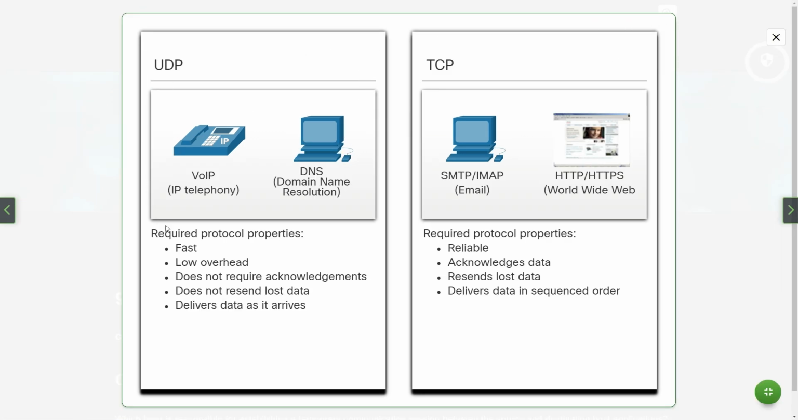Okay, this is UDP. Required protocol properties: fast, low overhead, does not require acknowledgement, does not resend lost data, and delivers data as it arrives. In the case of TCP, the required protocol properties are reliable, acknowledges data, resends lost data, and delivers data in sequence order. This is an example for UDP: VoIP, IP telephony. And this is an example for TCP: HTTP or HTTPS, World Wide Web.